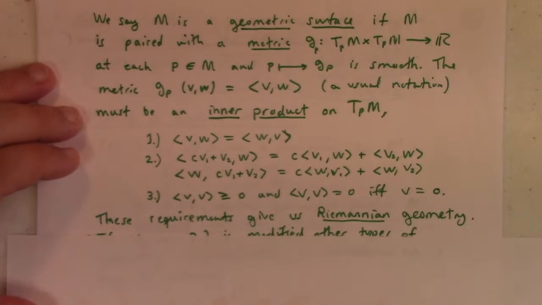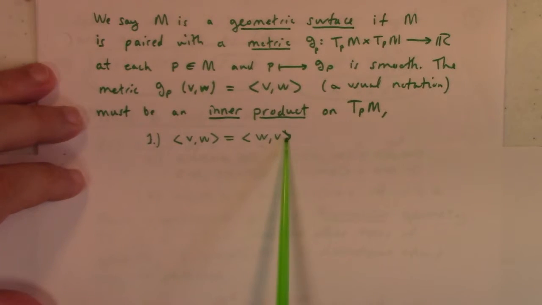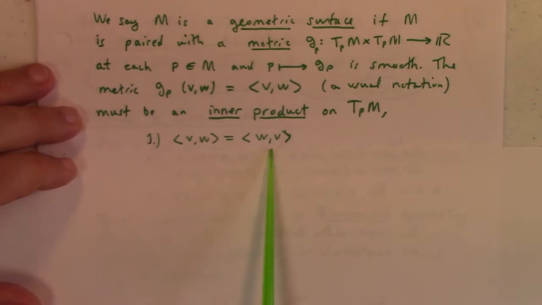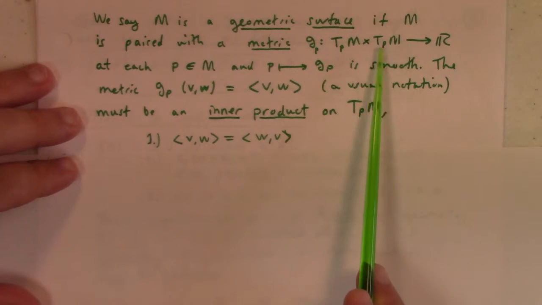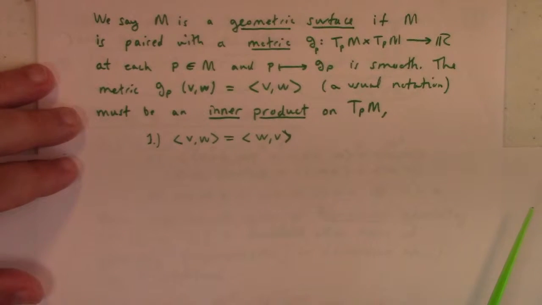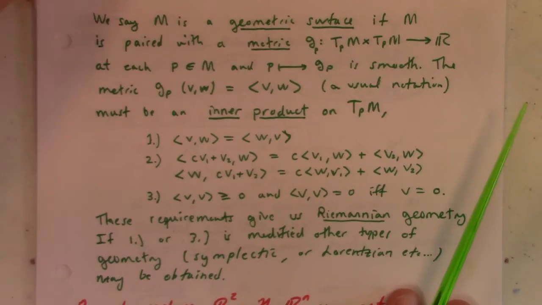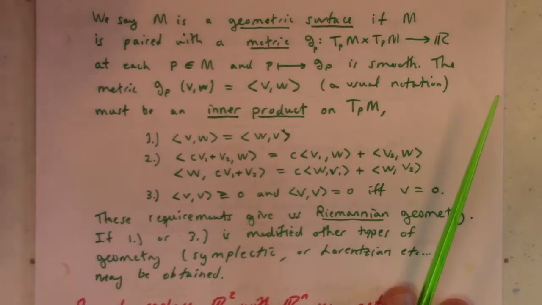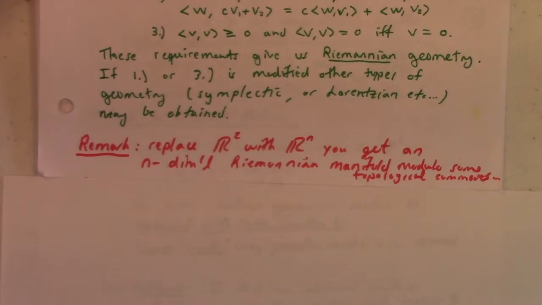Okay, so another comment while we're on this. The symmetry here tells you that the metric is not a differential form, because a differential form is antisymmetric, right? So the metric is actually a symmetric tensor, a rank 2 symmetric tensor, and so that's an important distinction. And yet, we'll be able to do things with differential forms, despite the fact that the metric is not a differential form. One other comment: if we were to replace R2 with Rn, you get an n-dimensional Riemannian manifold, modulo some topological comments.